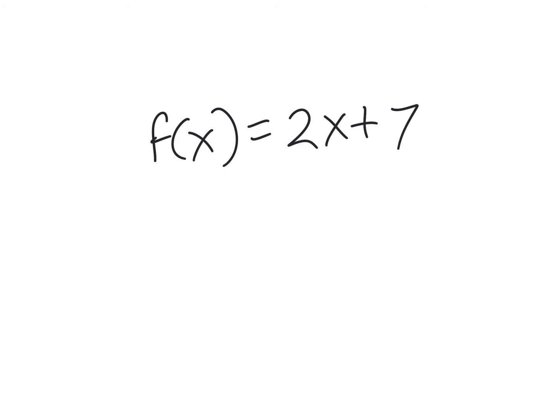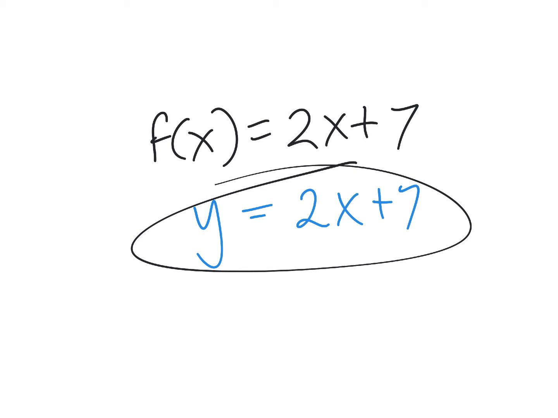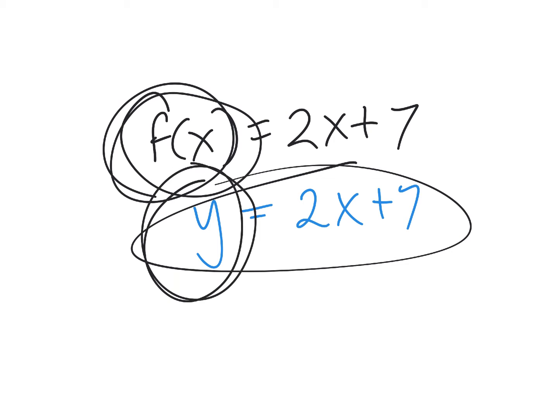So today it's about evaluating functions. If we have a function like this, why don't we just say y equals 2x plus 7? Well, in some ways we should, because then you could just graph it. You guys would know how to graph that, right? So remember this, f of x and y mean the same thing. But here's the little tiny advantage of saying f of x.